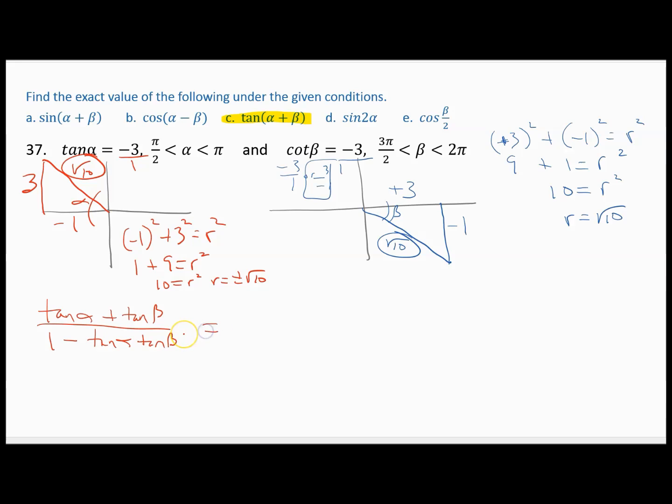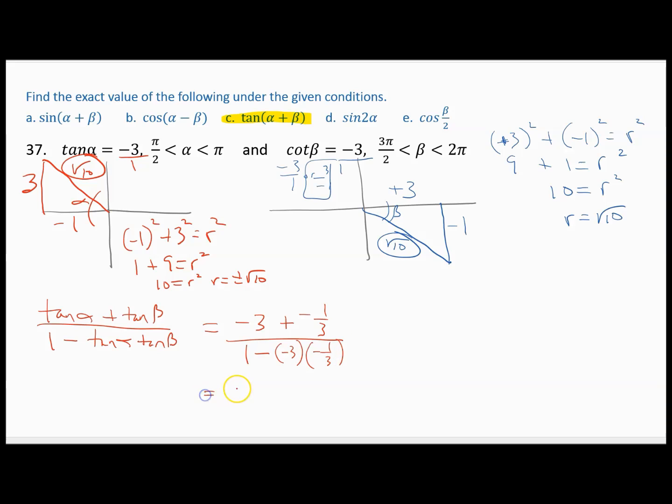So plugging in, tangent of alpha, I'm looking at my alpha picture, it's actually given, it's negative 3, plus tangent of beta, that's not given. So tangent is opposite over adjacent, or y over x, so negative 1/3. Now, it is somewhat given because it gave you cotangent. You could just flip that reciprocal. Over 1 minus tangent of alpha was negative 3 times tangent of beta we calculated as negative 1/3.